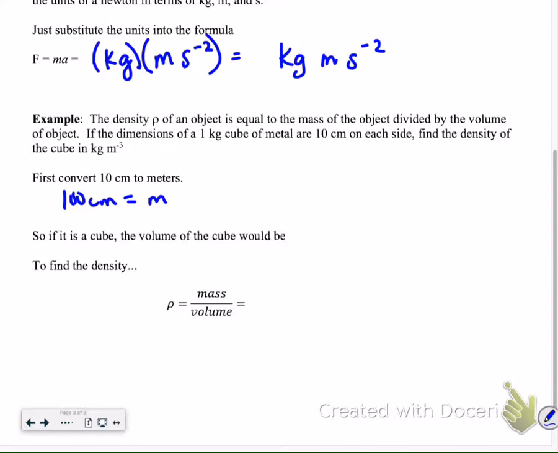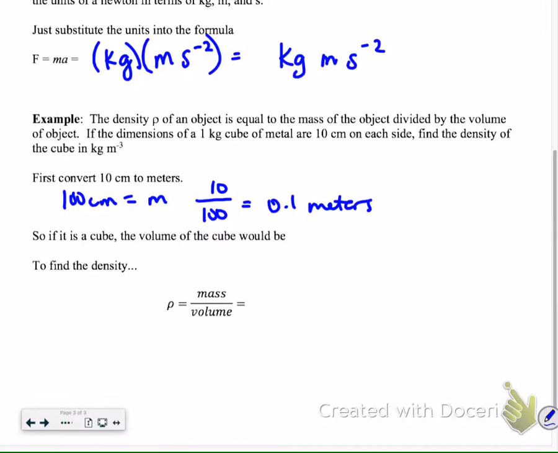In this case, since I'm going to a larger unit, I'll have fewer of them. That was kind of confusing. 10 divided by 100 is going to give me 0.1 meters. And a lot of times you can use common sense. If you take 10 times 100, obviously that's going to be way too many meters for only 10 centimeters, so it's going to be dividing instead.